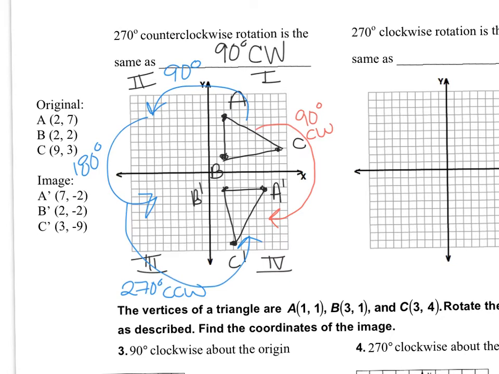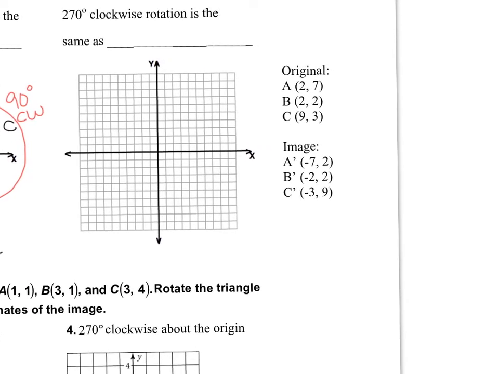Okay, so for 270 degrees counterclockwise, well, let's first just graph the images. 2, 7, that's A, 2, 2, B, 9, and then 3, that's C. Same triangle we started off with before. This time we're going to graph the image at -7, 2, so -7 up 2, that's A prime. -2 up 2, B prime. C prime is -3 up 3.